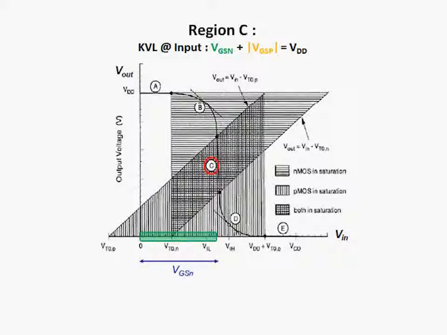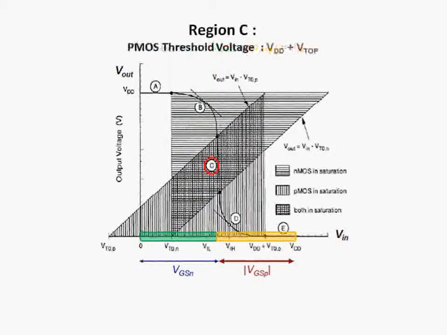Since we know that the gate source voltage of the NMOS is the region highlighted in green, the gate source voltage of the PMOS will be the region highlighted in orange. As we know that the threshold voltage of the PMOS transistor is defined as VDD plus VTOP. Therefore, the threshold voltage of the PMOS transistor will be the region highlighted in brown.